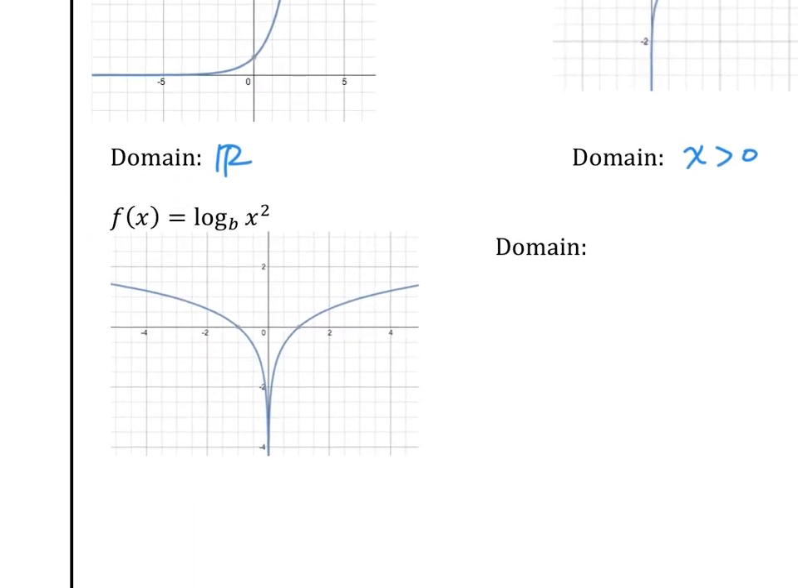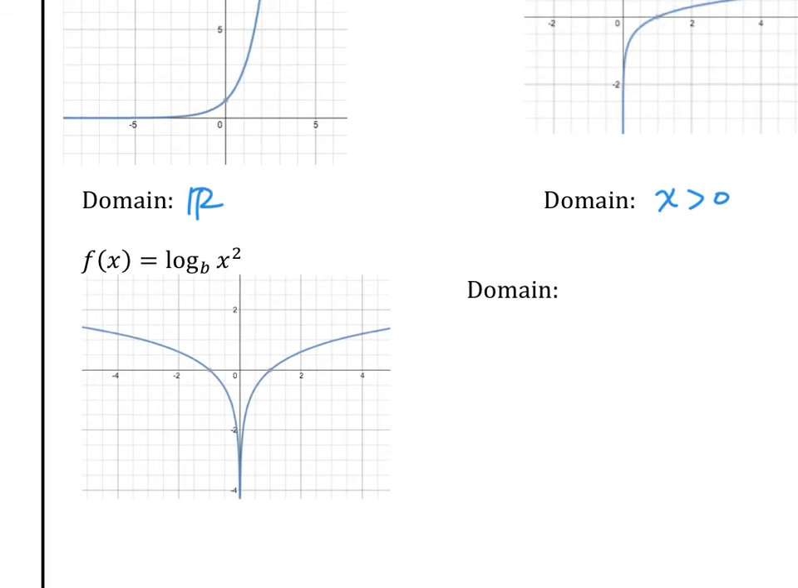Now, let's look at this one, x squared. What is the domain on this one? Well, you can see that this graph exists on both sides of the y-axis, except there's nothing on the y-axis, meaning there's an asymptote. So this is x not equal to 0.